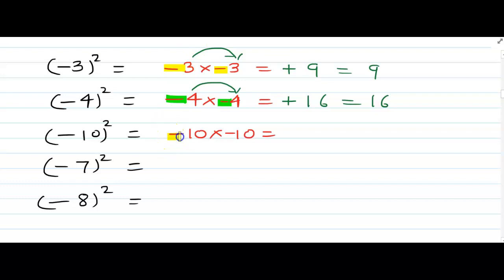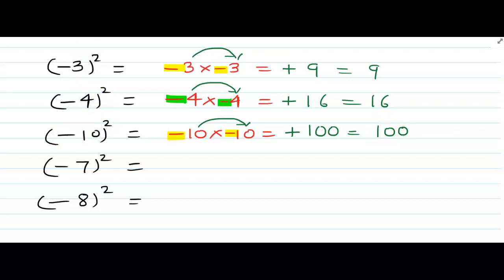Minus 10 square, it means minus 10 times minus 10. Okay, so if you see, this is minus sign and this is minus sign. Same sign, it means add, then multiply 10 with 10. So 10 times 10 is 100. Plus 100, you can write down 100.